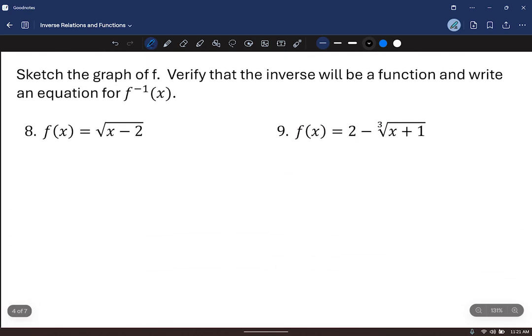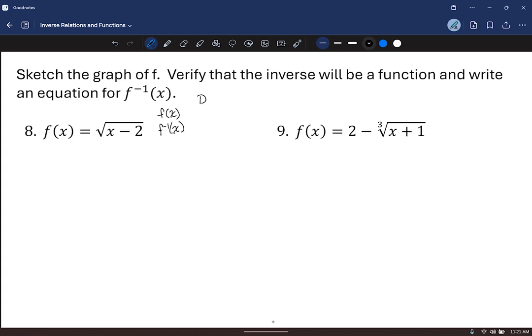All right, so we're going to sketch the graph of f and verify that the inverse will be a function and write the equation for the inverse of x. So I want us to think about domain and range before we even begin. So let's start with our original, and then we'll think about domain and range for our inverse as well.